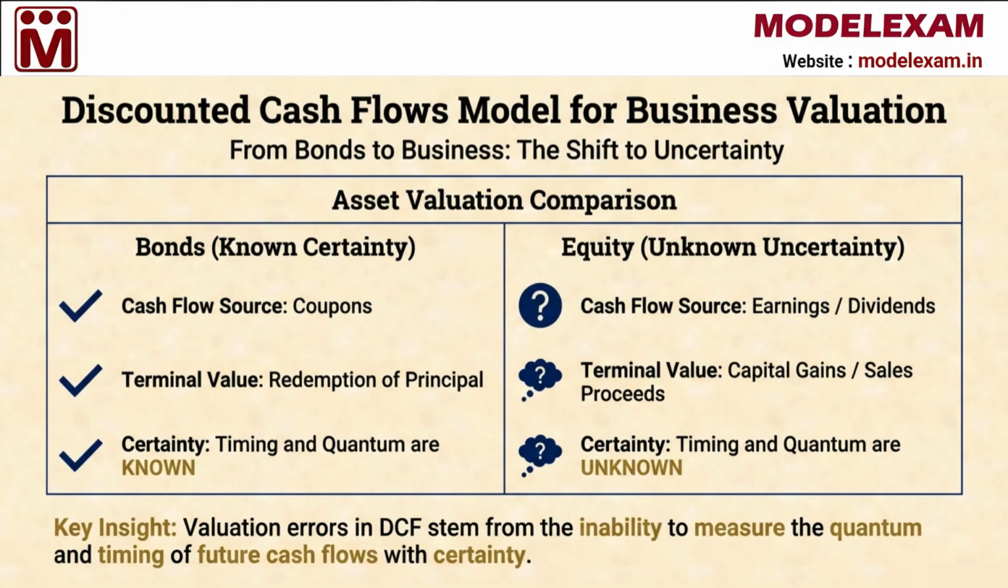Now, let us shift our focus from bonds to businesses. With bonds, we have certainty. We know exactly when the coupons will be paid and when the principal redemption will happen. However, with equity or stocks, we face uncertainty. The cash flow source is earnings or dividends which are not guaranteed, and the terminal value comes from selling the share at an unknown price. The key insight here is that valuation errors often stem from our inability to measure the quantum and timing of these future cash flows with certainty.